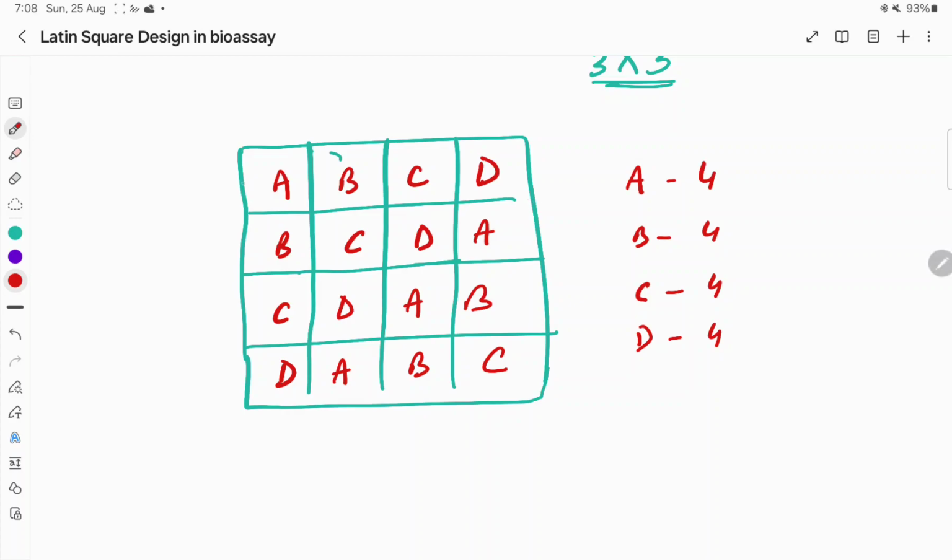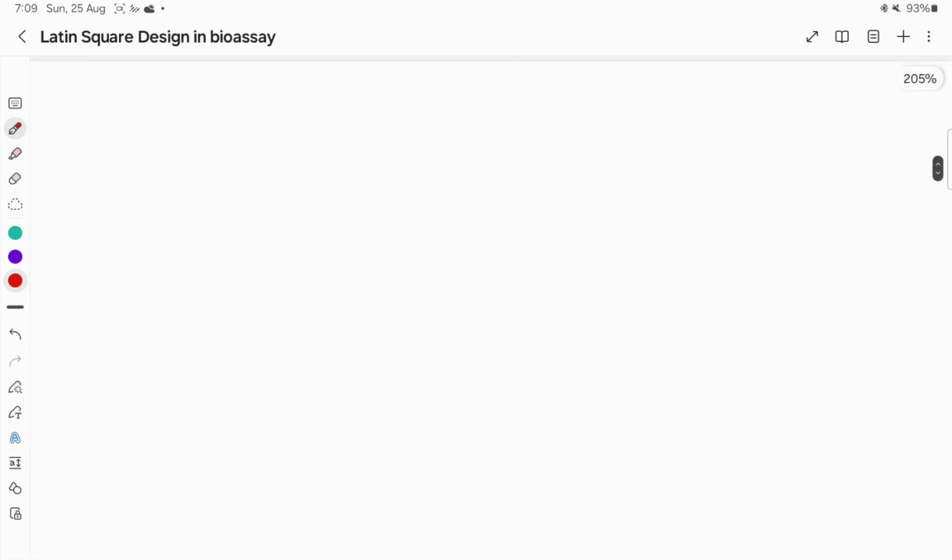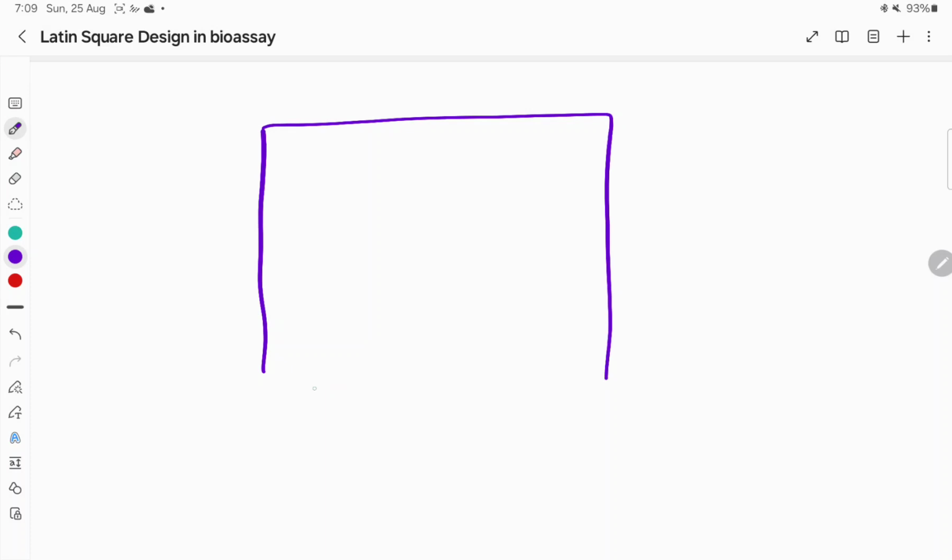For the first time, we will take A first, then B, then C, then D. Then we will start with B: B, C, D, A, then C, D, A, B, then D, A, B, C. In each row and each column, any treatment appears only once. Similarly, we can have 5 into 5, 6 into 6, like that. So let us see the 5 into 5 one.